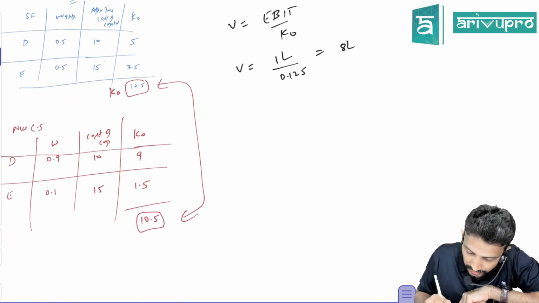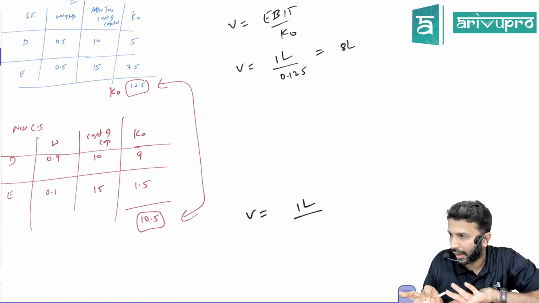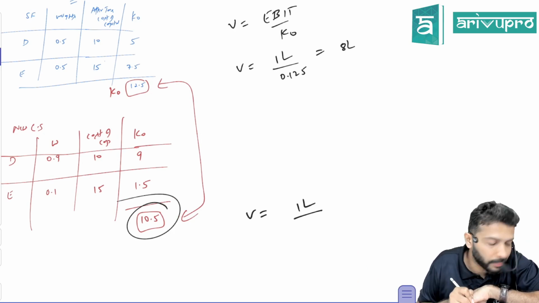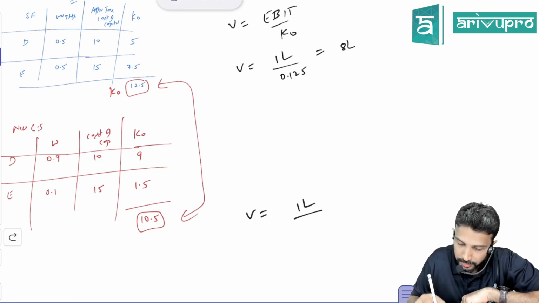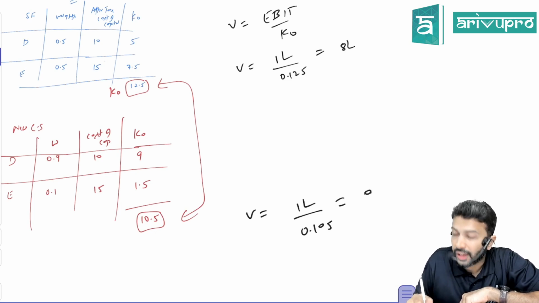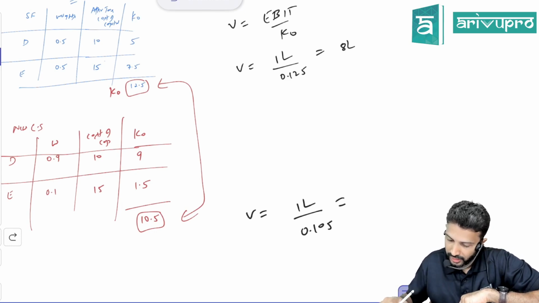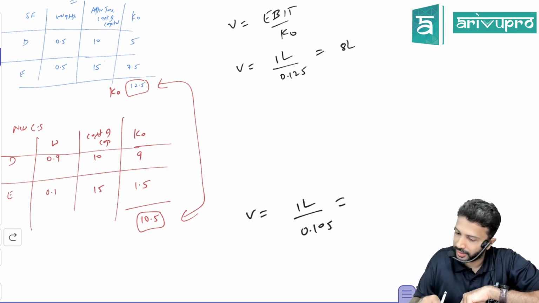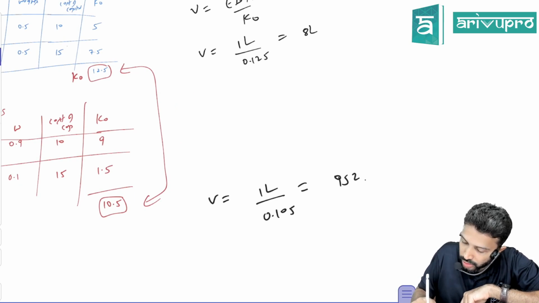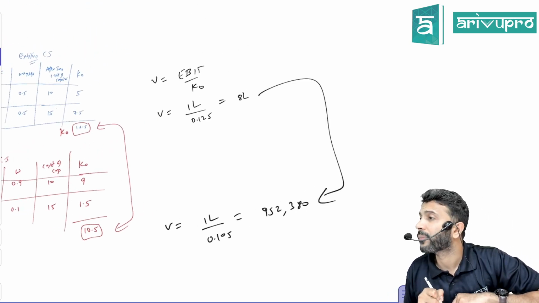Now let's calculate the value of the firm under the new data. EBIT is 1 lakh divided by the overall cost of capital, which is now 10.5%. That means it will be 0.105. So 1 lakh divided by 0.105 will be 9,52,380. From 8 lakh, the value of the firm became about 9 lakh.